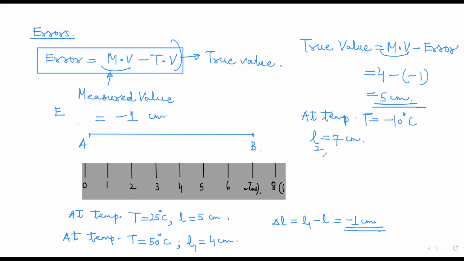Yes, sir. Okay. So the error in this case will be what? It will be L2 minus L, which is 2 centimeters here. So now the true value will be what? 7 minus 2, that is 5 centimeters. I hope all of you understood this. Yes or no? Yes, sir. Okay.